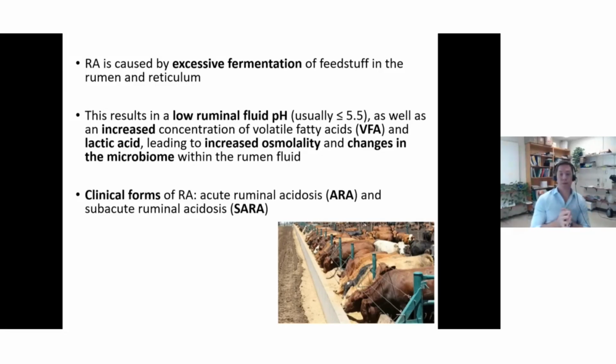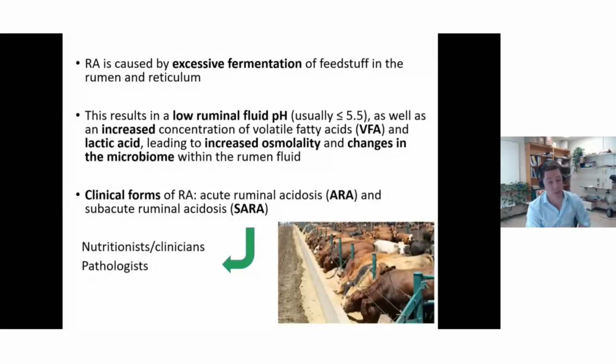We definitely know that the two main forms of the disease are well defined from a clinical standpoint, and clinicians and nutritionists have a really good understanding and definition of what they consider an acute ruminal acidosis versus a subacute ruminal acidosis. When it comes to pathology, we are also able to recognize when lesions are more associated with acute cases or subacute to chronic, but we don't have a very strict definition of those two particular forms of the disease.